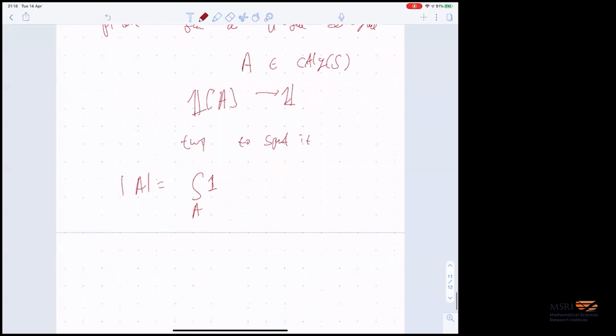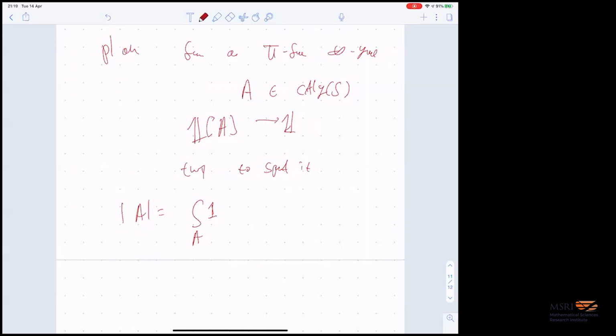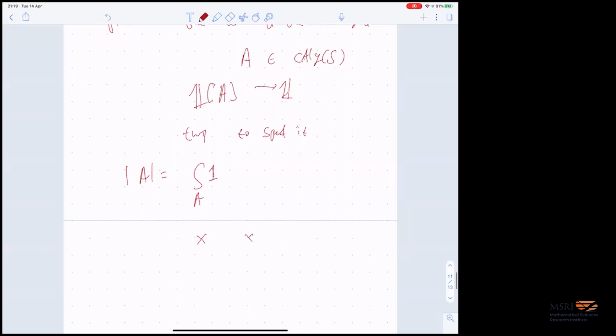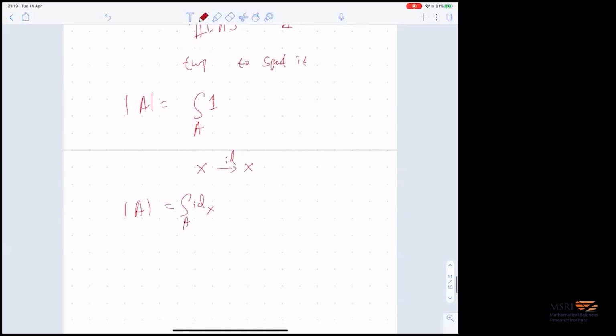This is something I can define using the structure I already have. Between every X and X in my category, I have the identity map. And I can take the constant family over the identity map of X. And I'm going to get something I'm going to denote by the size of X. It's a map.